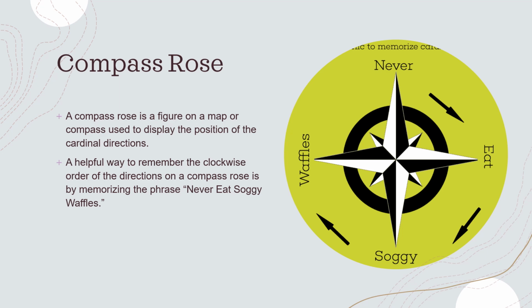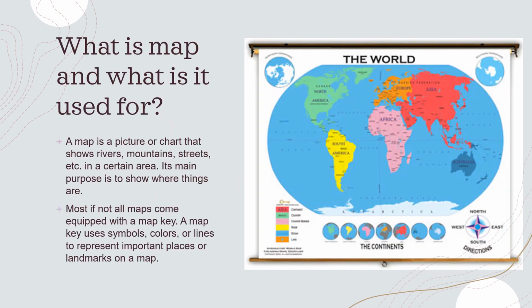Now going back to the image that I showed you guys earlier, the compass rose. A compass rose is a figure on a map or a compass used to display the position of the cardinal directions. Now an easy way to remember the clockwise order of the directions on the compass rose is by using the phrase never eat soggy waffles. So remembering never eat soggy waffles, you will remember that north is first, and then east, and then south, and then finally west.